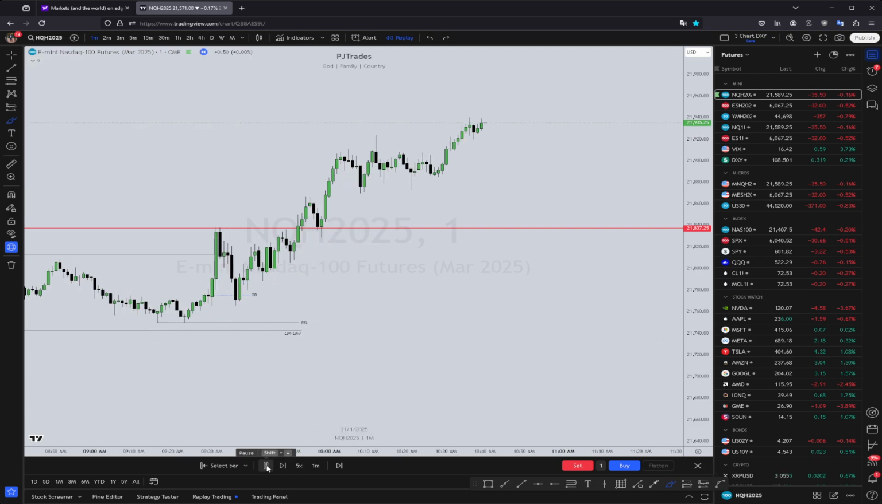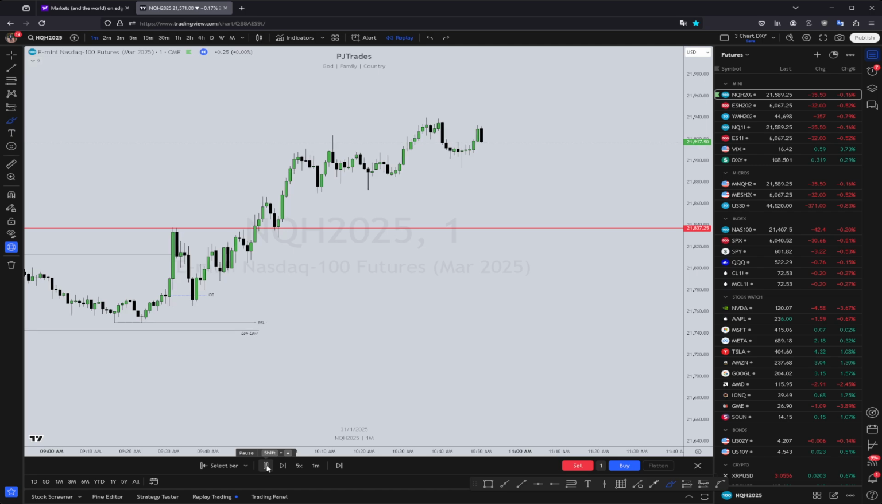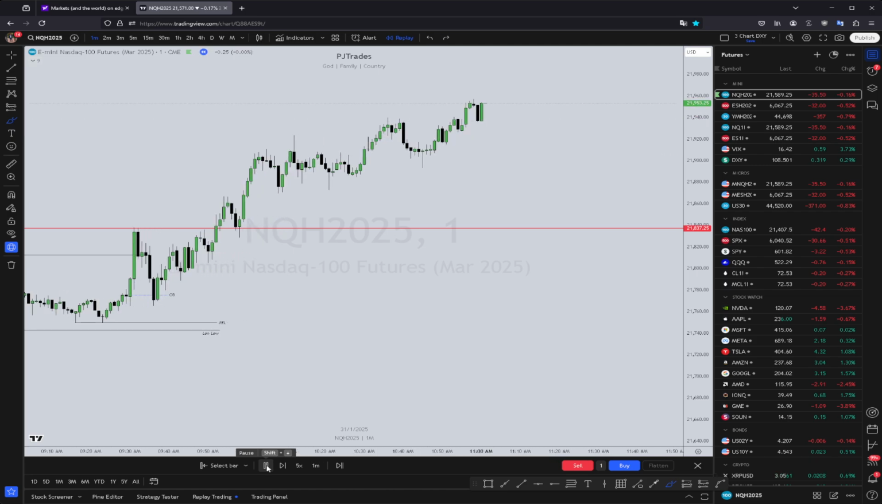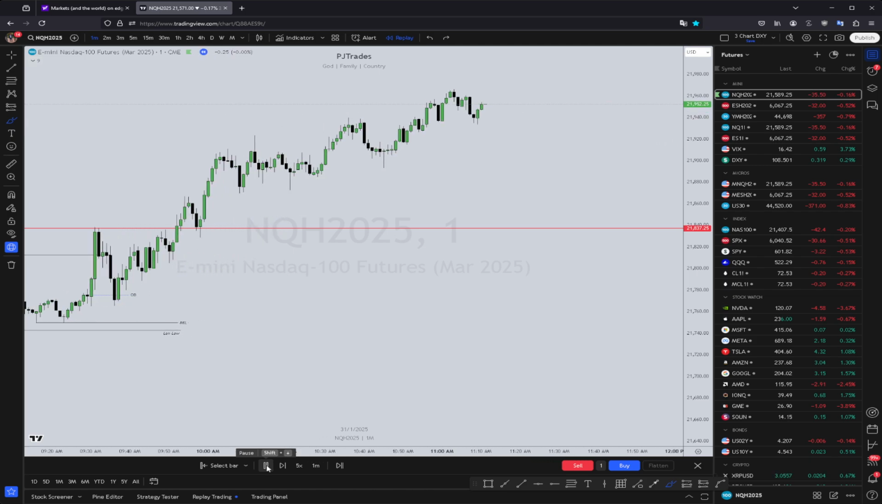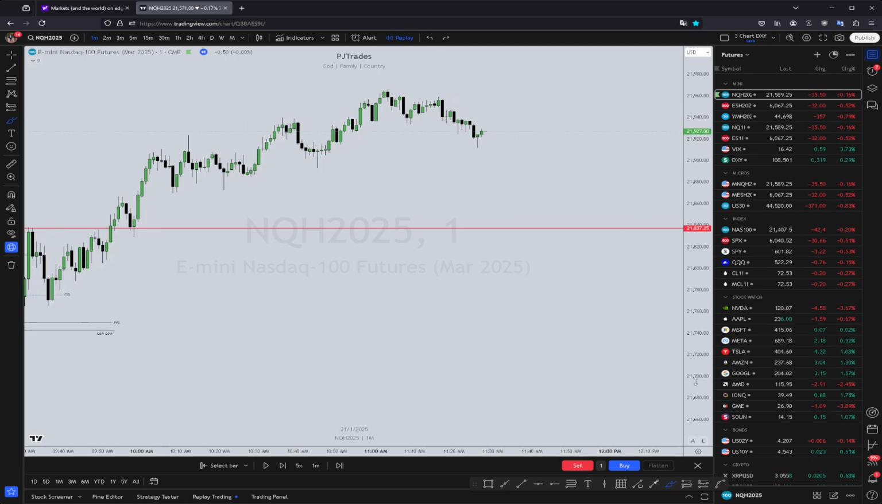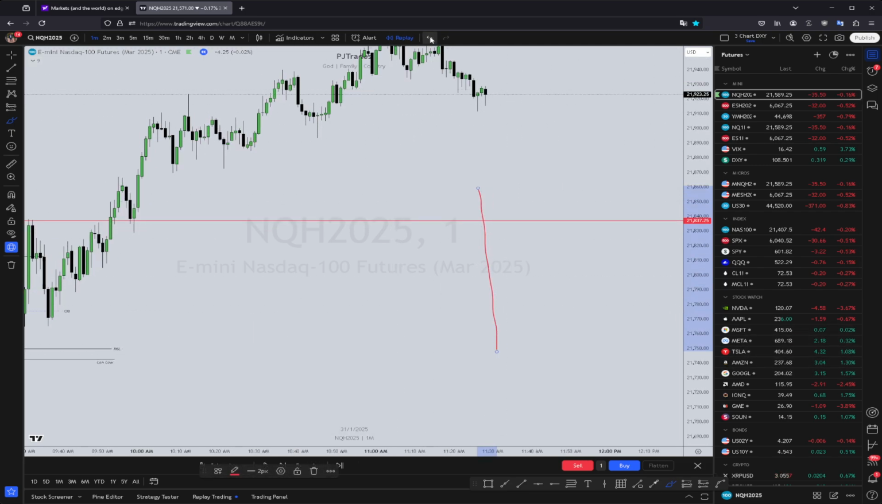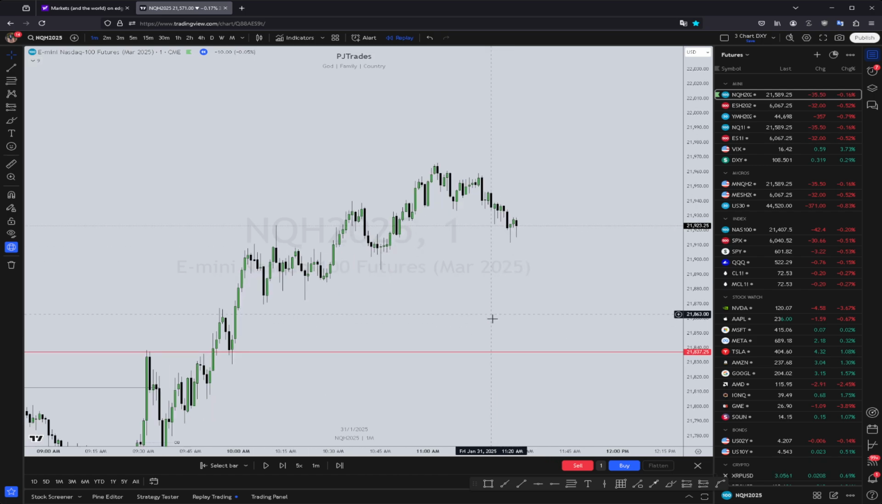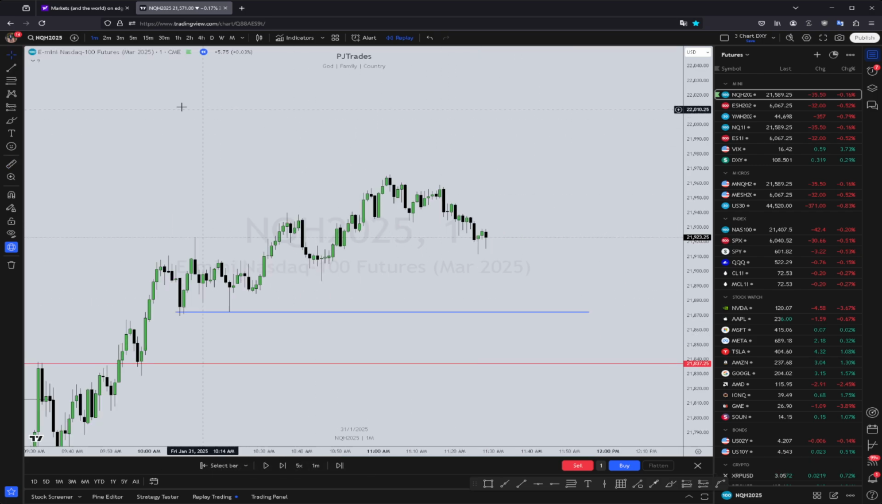But I want to show you where our short idea comes in. So I am looking at this around, is it 11:45 yet? Okay, so here we go. So next setup I'm looking for. Now, my eyes are drawn to these relative equal lows. Let me see. Is it these lows? Relative equal lows down here. Okay.